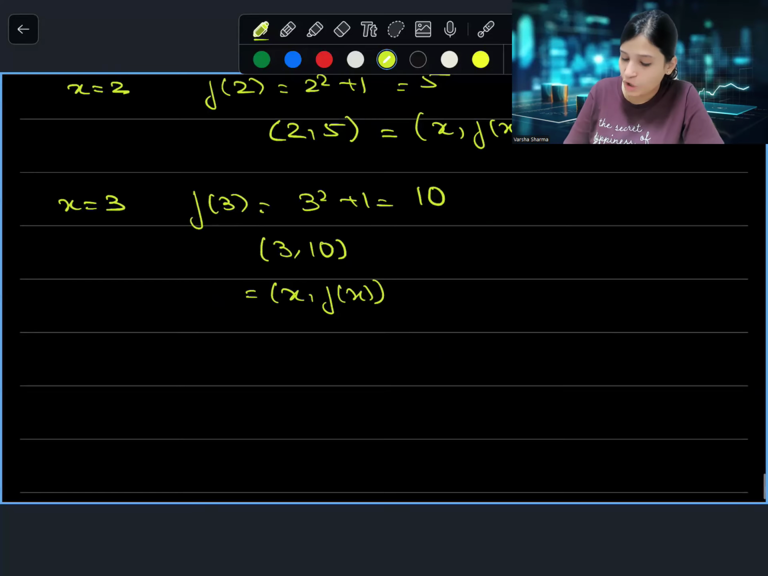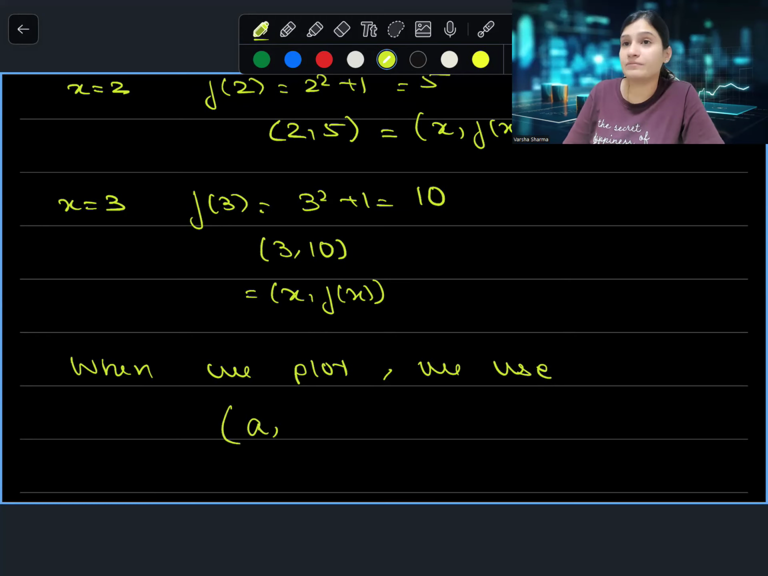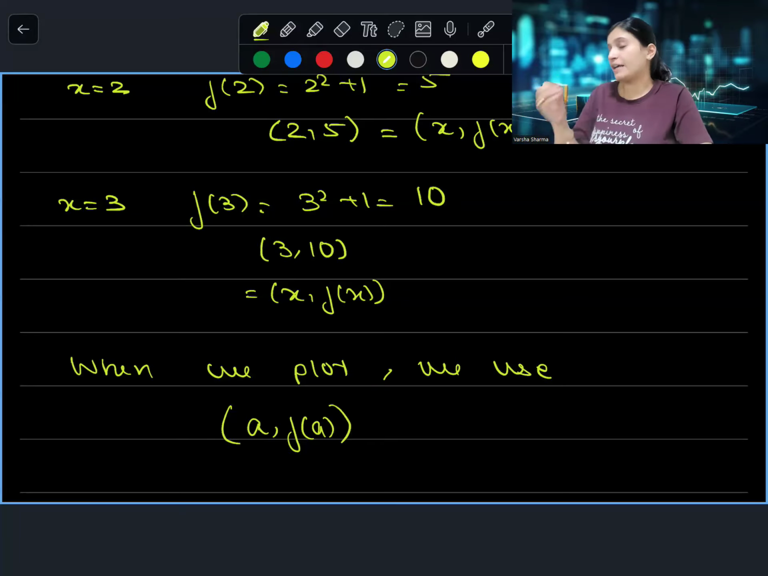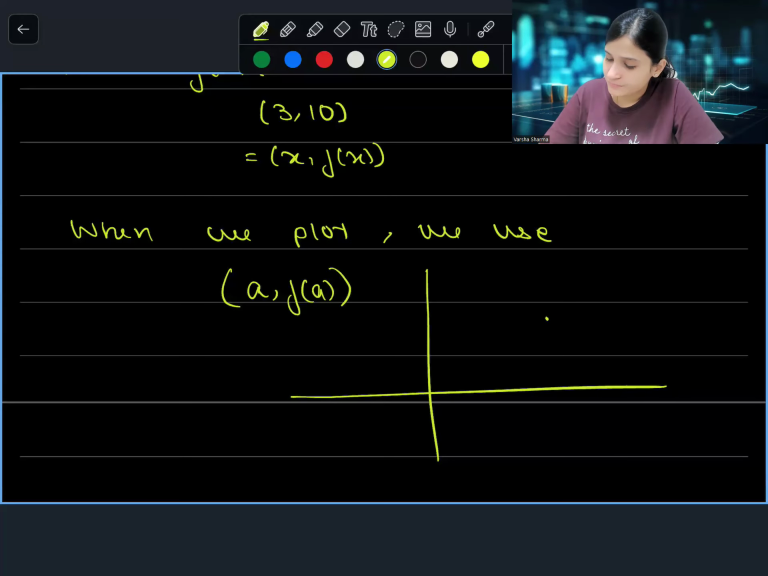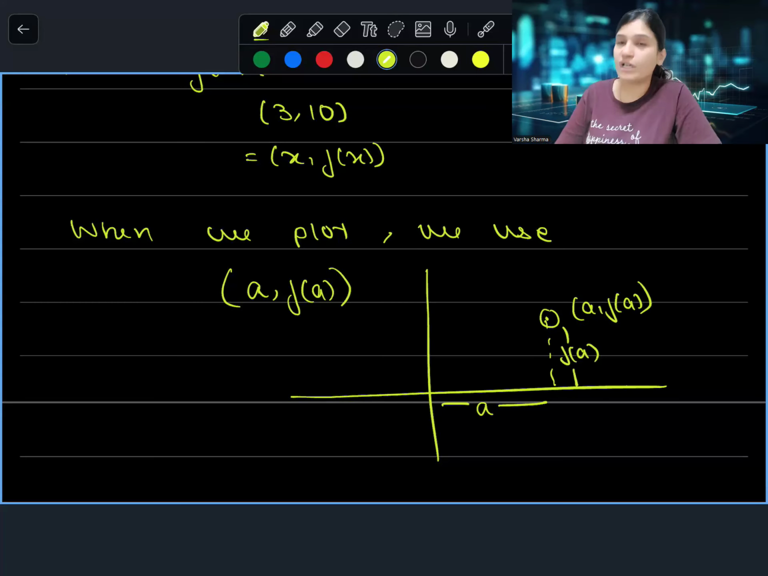That means when we plot, if the x coordinate is a, the y coordinate will be f of a. The value that you get from the function after putting the x coordinate a. Agree? So if I'm plotting the point here, this point is a comma f of a. That means this length is a and the height is f of a. Do you all agree? Clear?